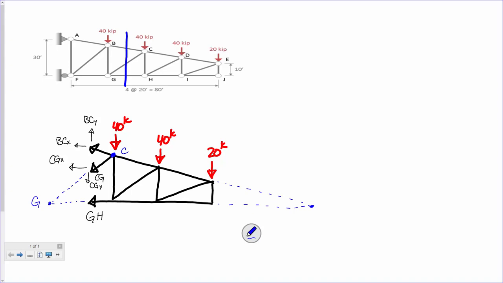All right. So where do you all want me to sum moments? Do you want me to sum moments at G or at C? You tell me. It doesn't matter. Okay, we'll do G.